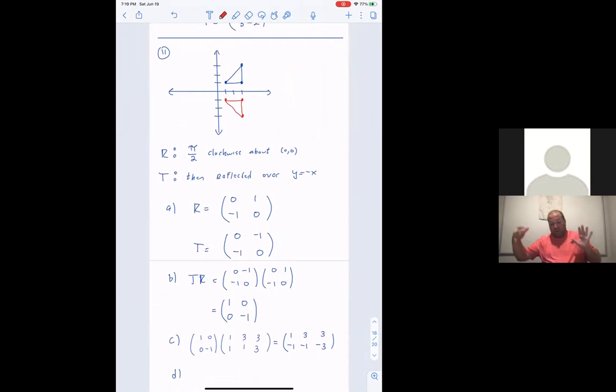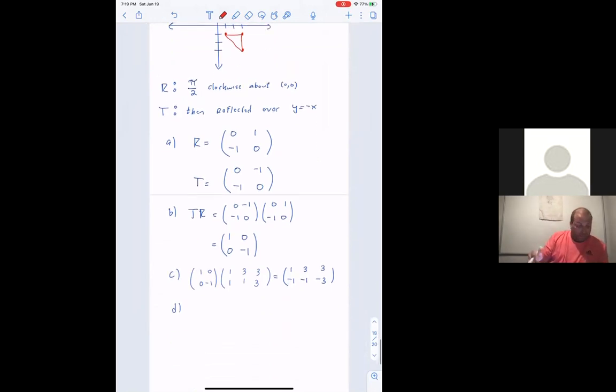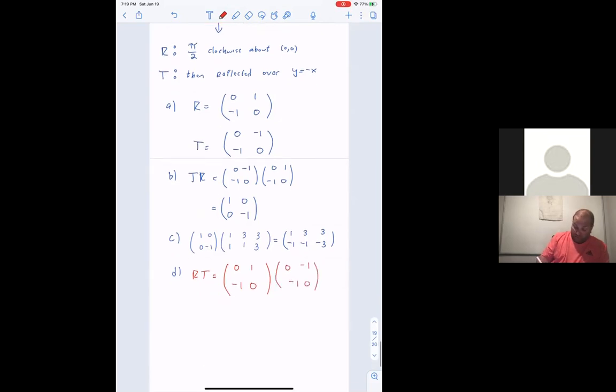So what we see is a clockwise rotation by 90 degrees followed by a reflection across the line y equals negative x is equivalent to a reflection over the x-axis. Now, for part D, it's asking for the single transformation represented by RT. This has got to be a mistake, but just in case it's not, 0, 1, negative 1, 0, times 0, negative 1, negative 1, 0, or maybe they commute. Let's take a look. Do we get the same thing?